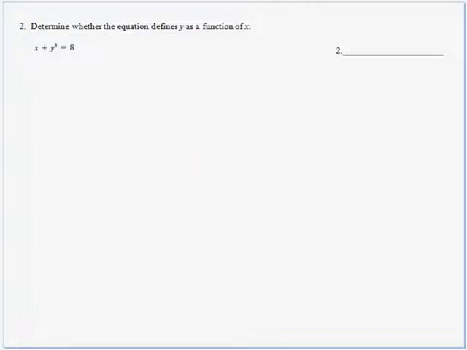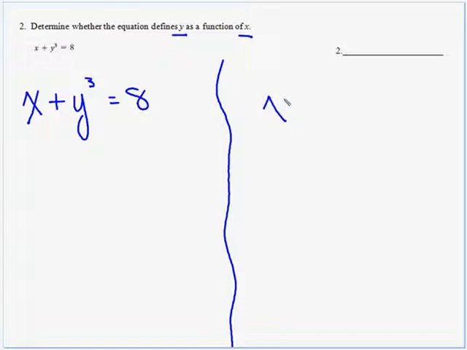On to question 2. Determine whether the equation defines y as a function of x. That means we want to solve for y and see what happens. Now, just to compare and contrast, here is the problem we are given, x plus y cubed equals 8. And I want to compare that to the same thing, but with a y squared instead of a y cubed.